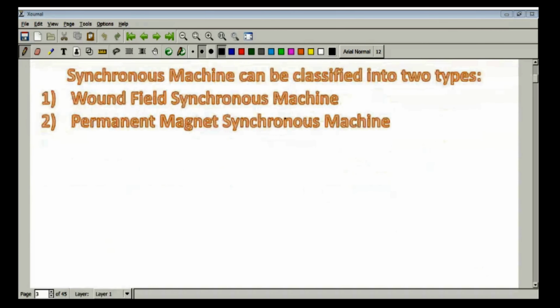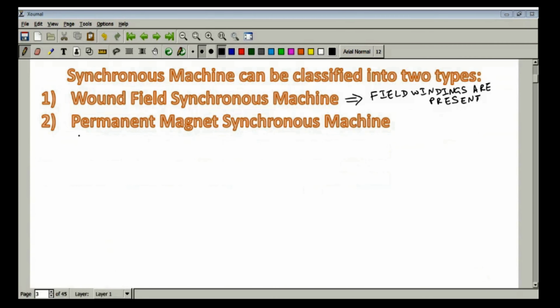So if I want to write a comment, I should write like this, that in wound field synchronous machine, field windings are present. Now usually it is placed on the rotor, not on the stator. For large rating synchronous machine, that is another issue. But in wound field synchronous machine, you will have field windings.